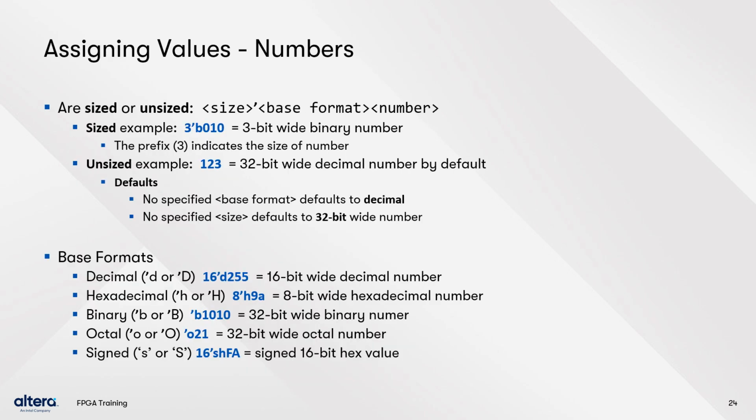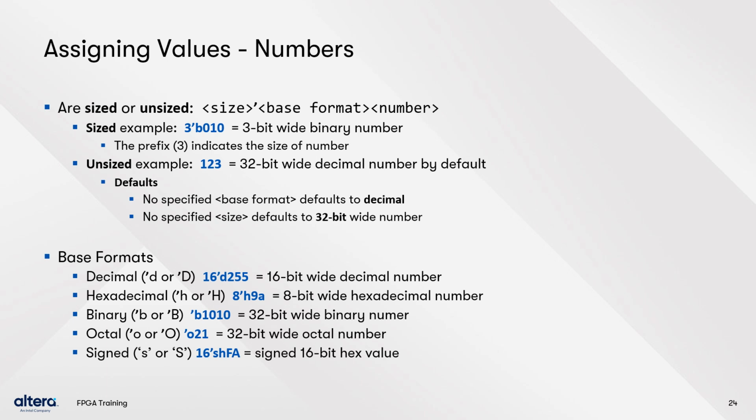Numbers can be assigned to variables in two ways. They can be sized or unsized. If you don't specify a size or format for a number, they will default to a 32-bit decimal number. The format of a number is size, tick, letter or letters indicating format, and then the actual number itself. If you specify a sized number, the width of the number in bits must be specified before the tick.